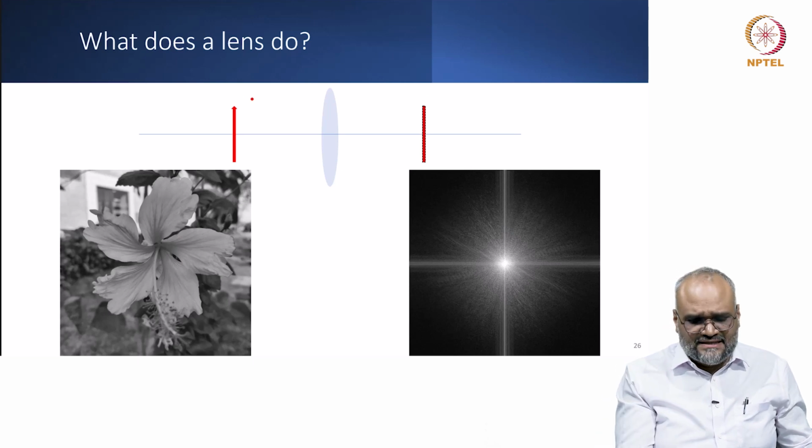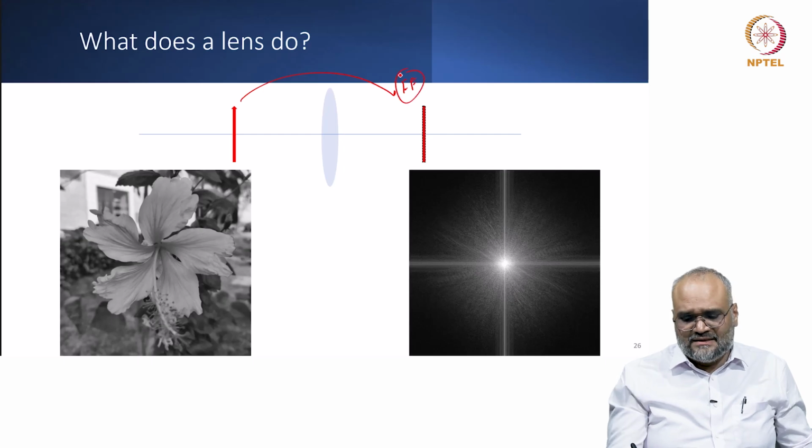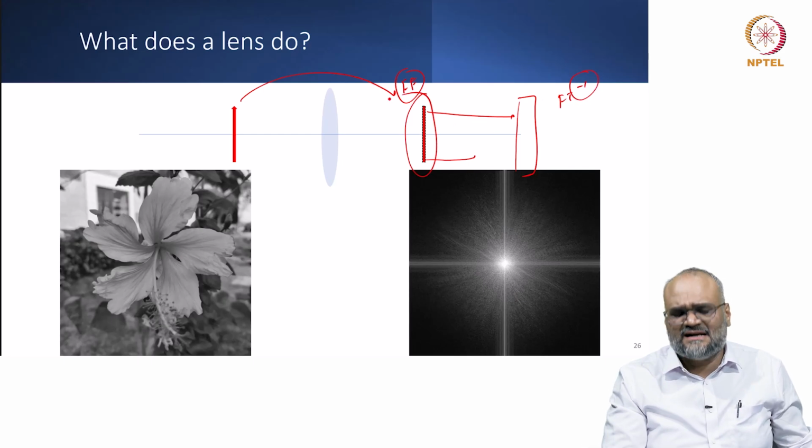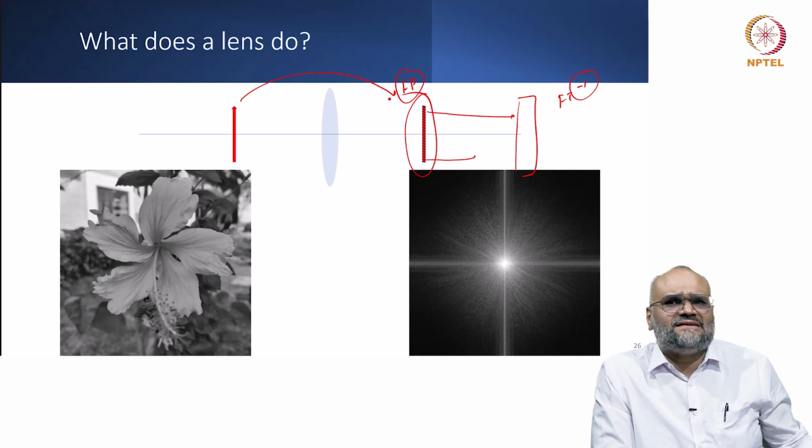Mathematically, you can relate these through a Fourier transform, and further from the back focal plane, when an image is constructed at the imaging plane, there is another mathematical relation which is the inverse Fourier transform of the information that is recorded at the back focal plane. Now, why is this important?